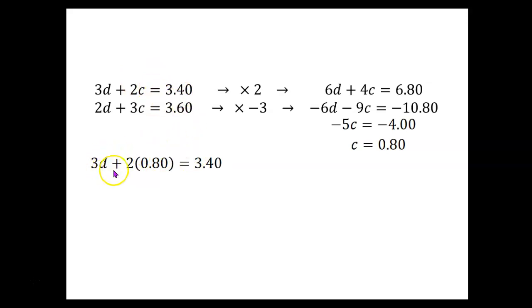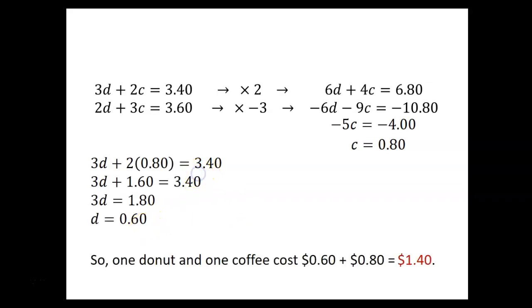And then stick that into either one of the equations. I use the top one, 3D plus 2 times 80 cents equals 340. 3D plus 160 equals 340. 3D equals 180. Divide both sides by 3, D equals 60. And we have our answer. Coffees cost 80 cents each. Donuts cost 60 cents each. So 1 donut and 1 coffee would cost a total of $1.40.